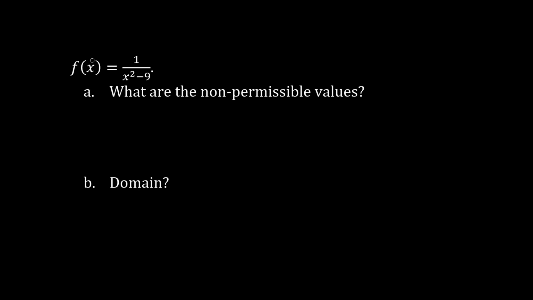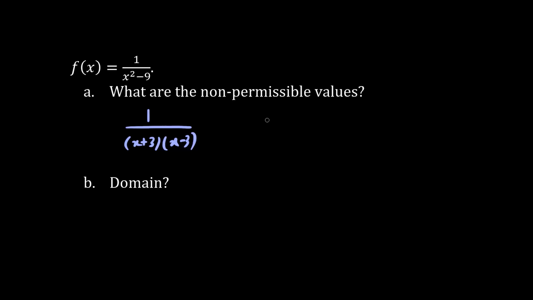We have the function y, or f of x, equals 1 over x squared minus 9. What are the non-permissible values of this rational expression? So it's a good thing to factor. Let's factor the denominator. We have x times x is x squared, and notice we have a difference of squares, so we write x plus 3 and x minus 3 to be the factored form.